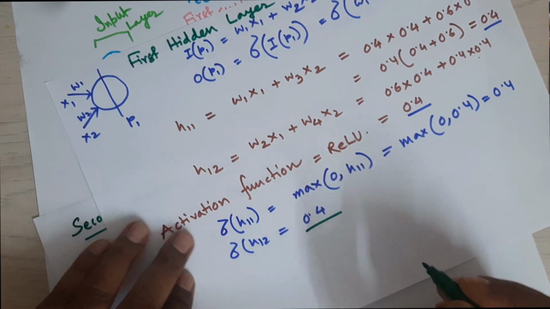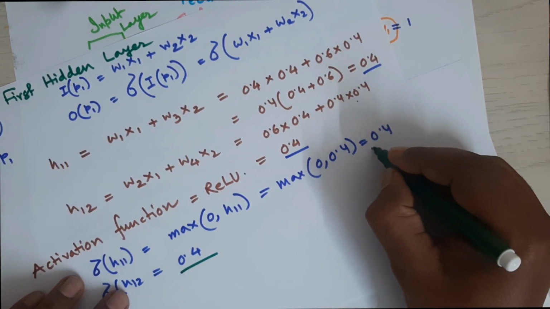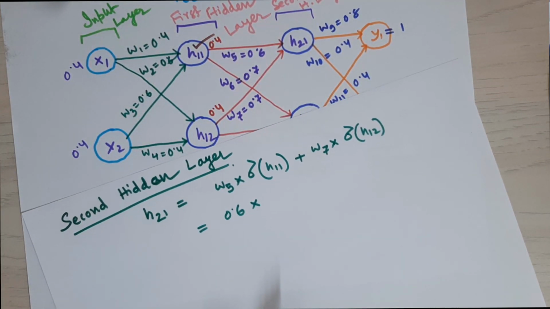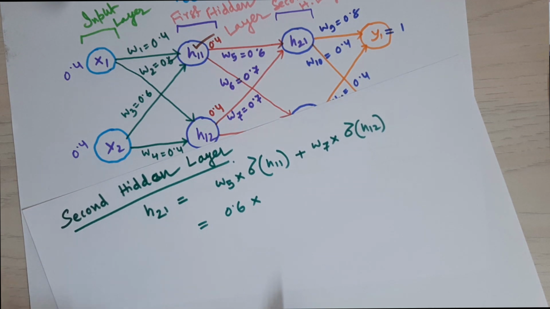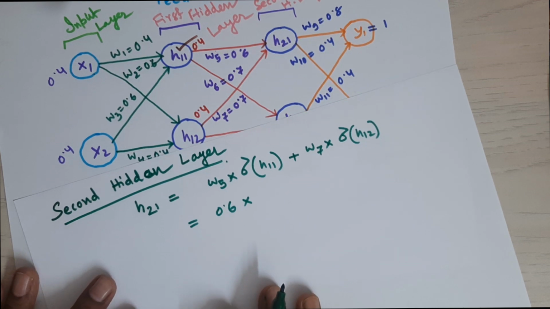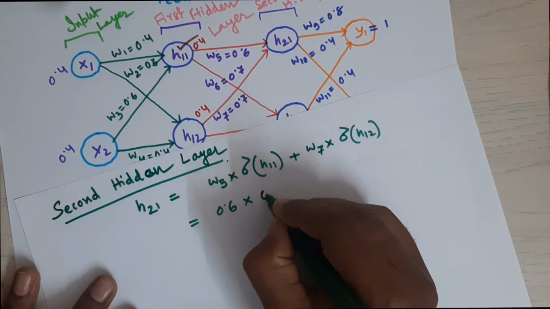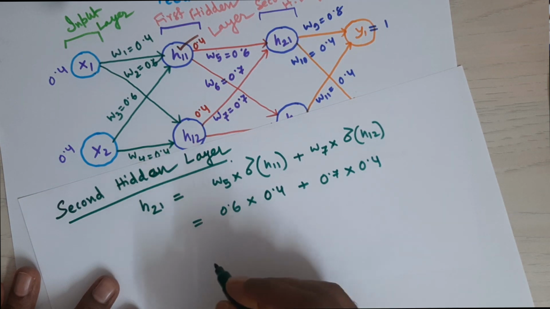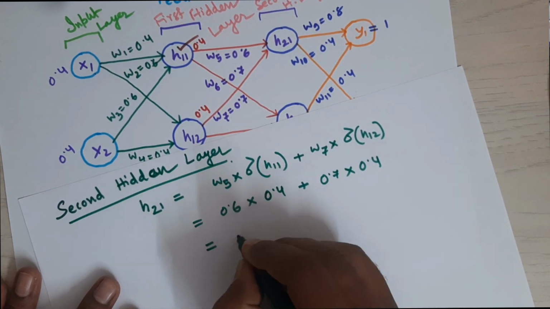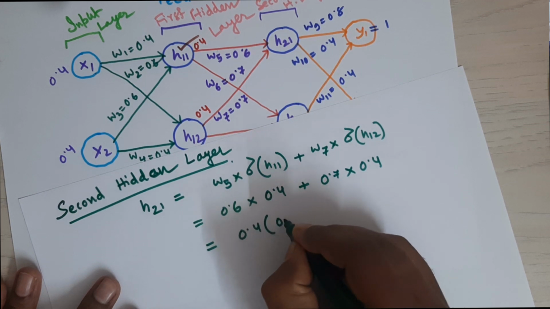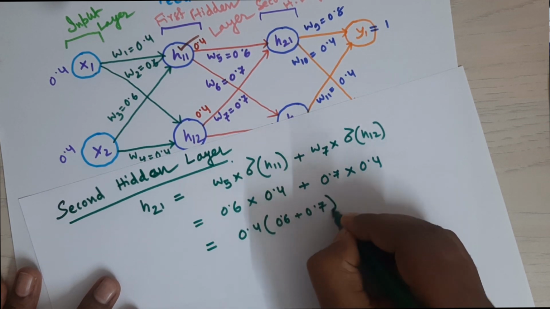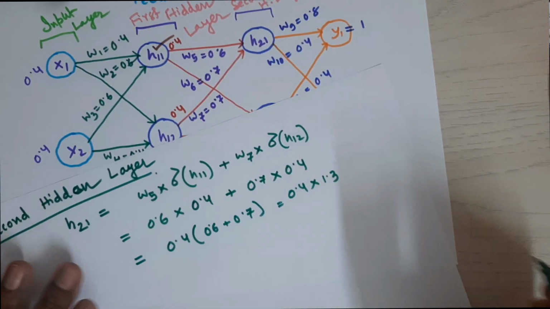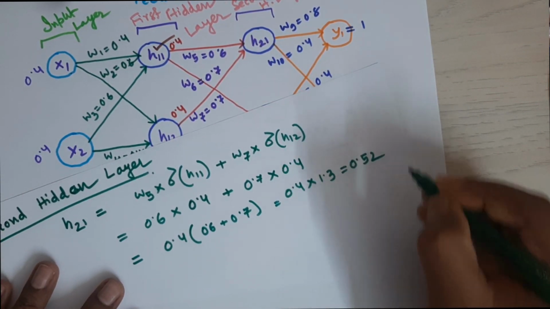Now you know sigma of H12 is equal to 0.4 and sigma of H11 is equal to 0.4. So I'll keep it like this: 0.6 into 0.4 plus W7, which is 0.7, into 0.4 is equal to 0.4 into (0.6 plus 0.7), which is 0.4 into 1.3, equal to 0.52.